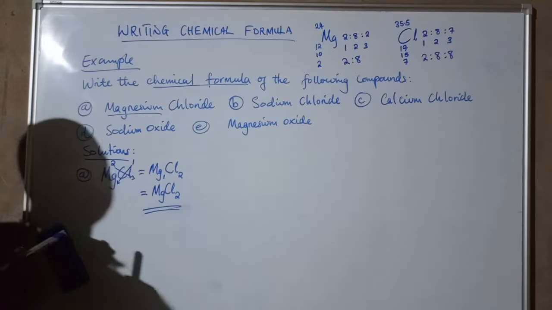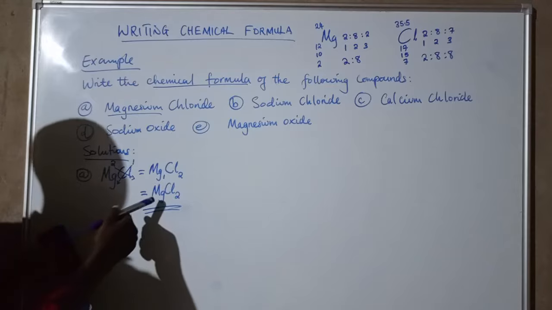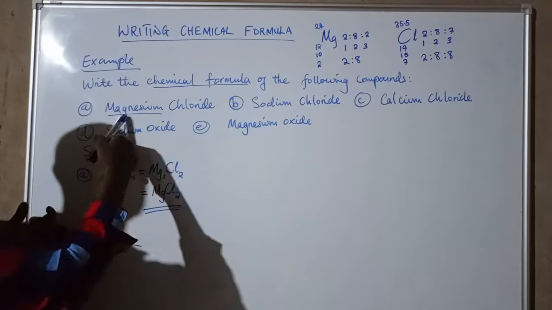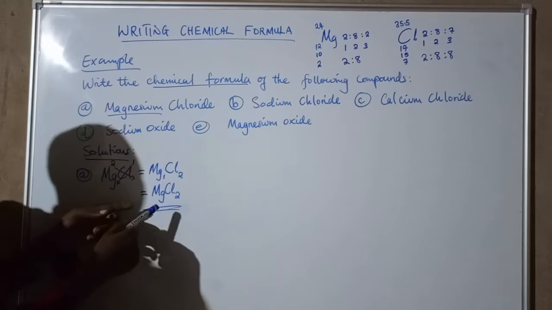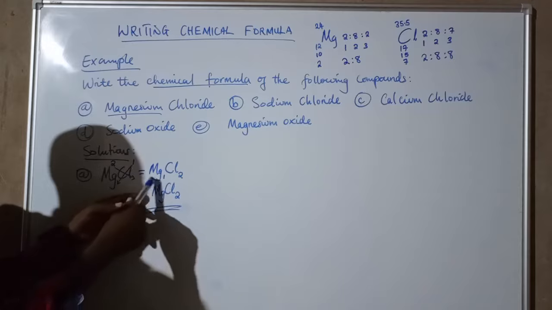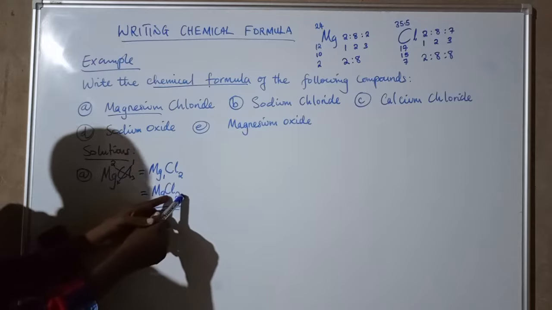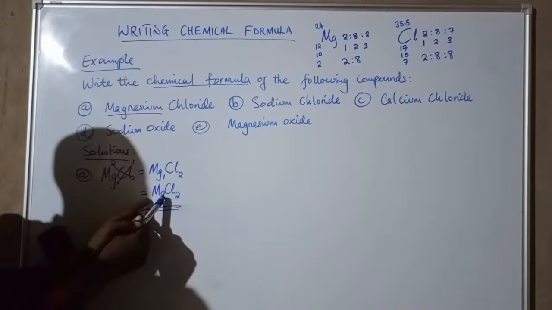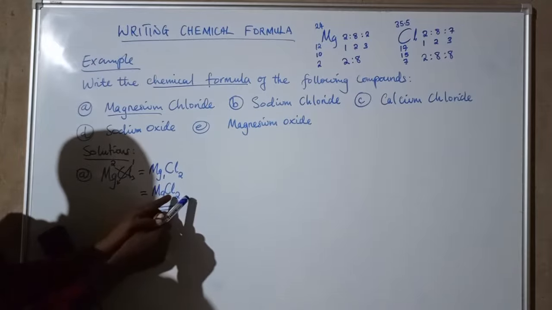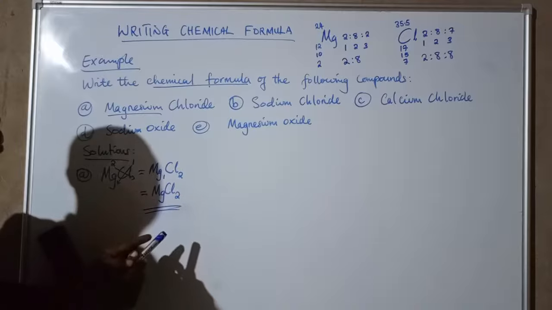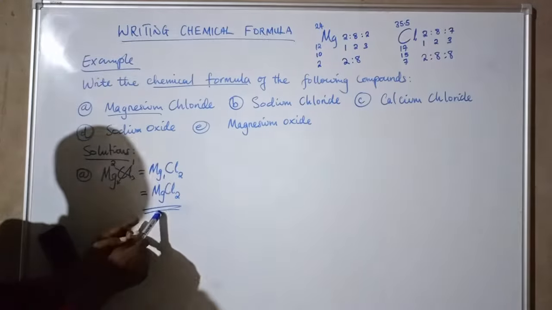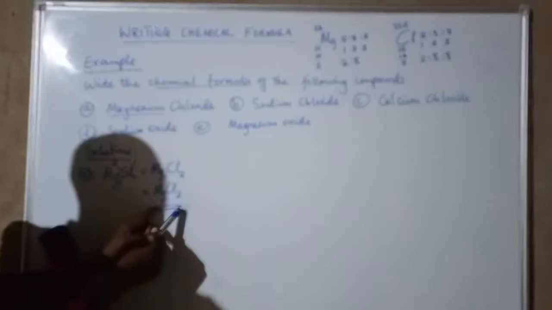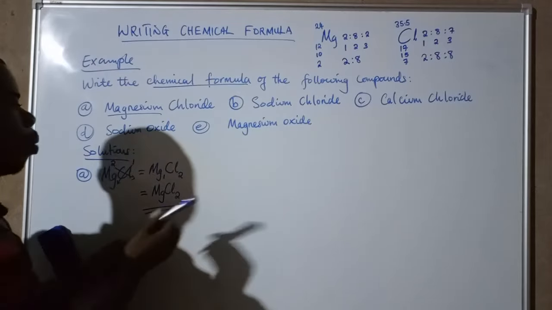Okay? Now, this now is very important because it is telling us that magnesium chloride is formed from 1 atom of magnesium combined with 2 atoms of chlorine. So in magnesium chloride, you have 1 atom of magnesium combined with 2 atoms of chlorine. So this one is the chemical formula. So when you see this one is long, this one is short. So we go to B.